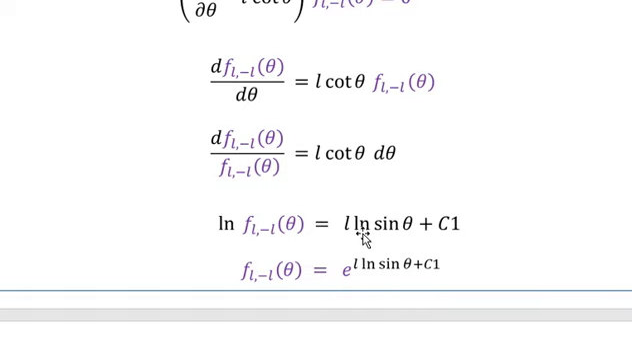So you can raise this equation by the exponent. So you can raise e to the power log of f, and the right hand side can also be raised, e to the power L into log of sine of theta plus constant of integration, as shown in the last step.